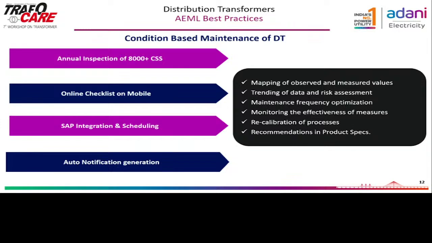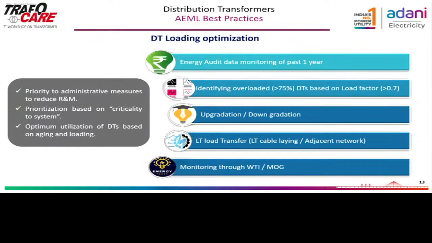So, condition-based maintenance of DT. We are doing the annual substation inspection, wherein we are capturing the observations as well as taking the measurements, and we are putting that into a SAP system. We are doing the trend analysis, and based on the critical abnormalities, we are generating the maintenance notification, and the things are put in place.